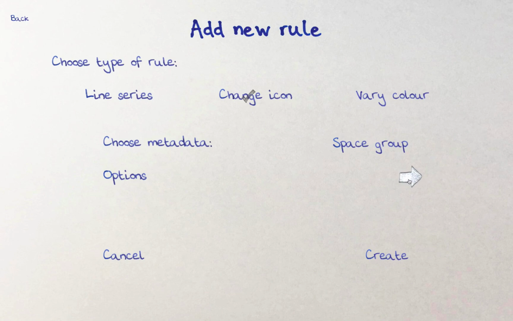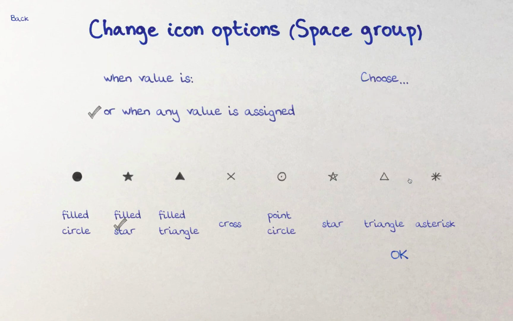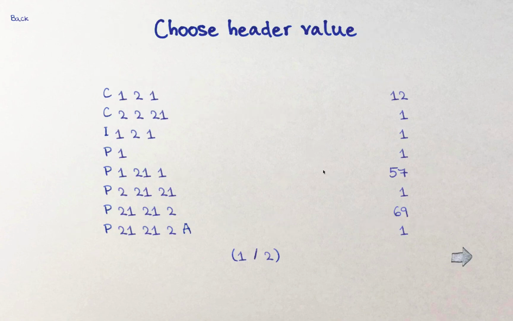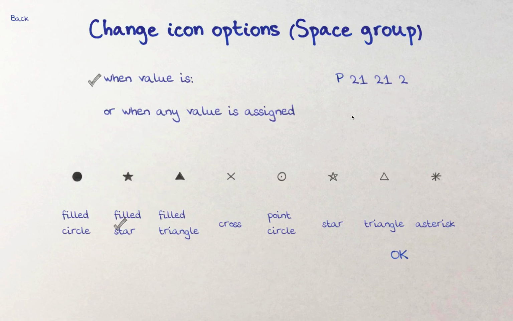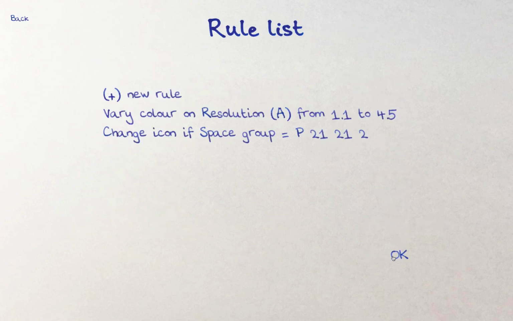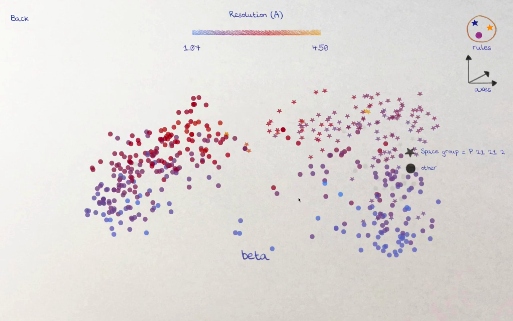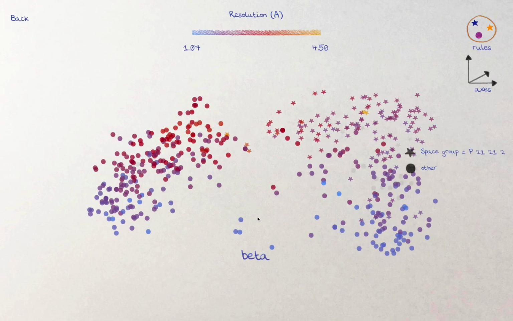As a default, it will change the icon if there is a space group, and every crystal does have a space group. So we need to go into the options and specify that we should only change the icon when the value is one of the various space groups. So let's choose P21212, as it has a decent number of structures associated with it, and press OK, create, and OK again. And now we're going to have a star icon for all of the P21212 conformations, and we can see that that occupies a distinct location in the RoPE space.